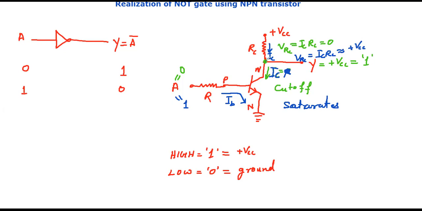So no voltage appears at the output. Now Y will be equal to ground. So ground means it is logical 0. Hence, whenever we apply 1 in the input, we will get 0 at the output. So in this way, the NOT gate can be realized using NPN transistor.